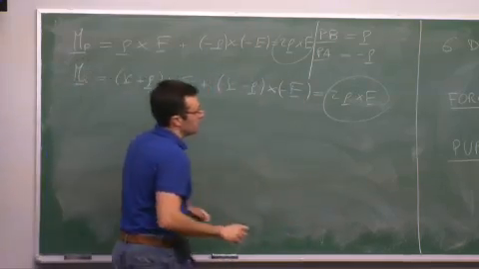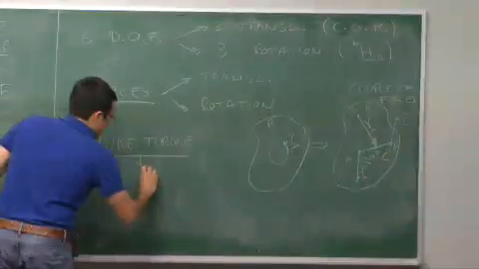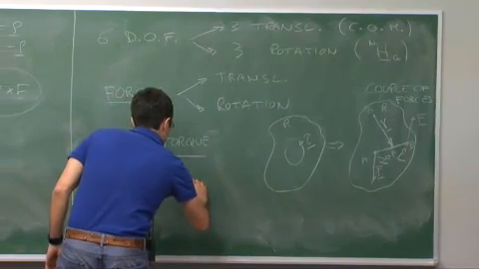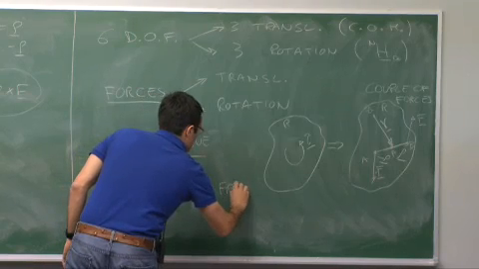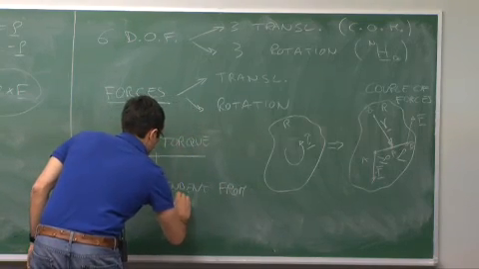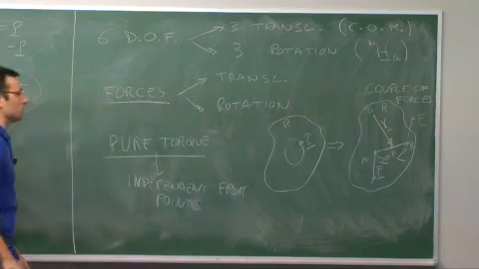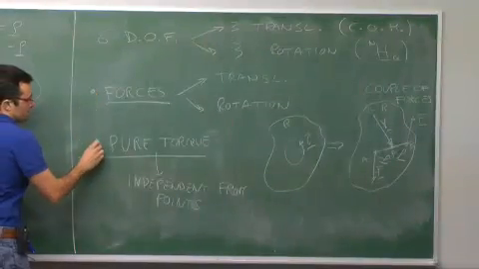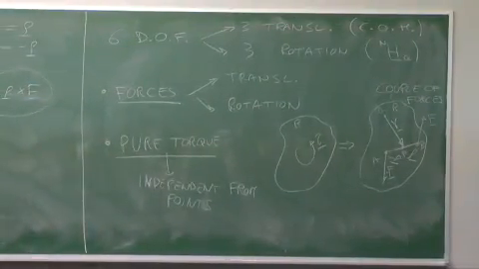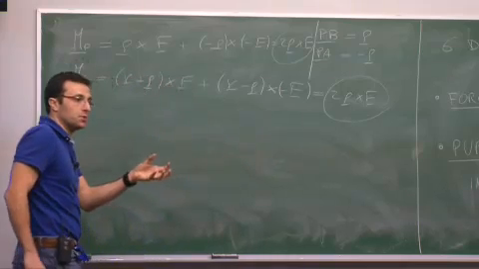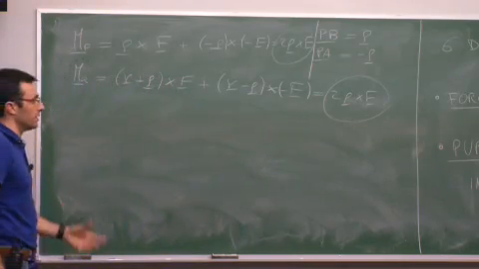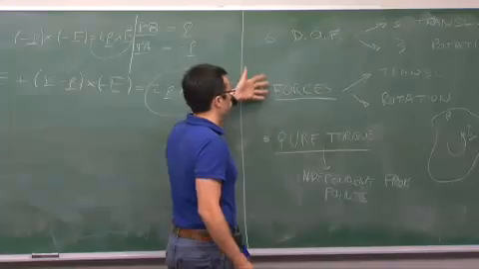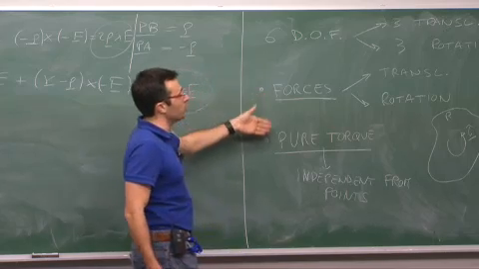So pure torque is independent from points. Okay? Make sense? It's when you grab an object and you twist it. It doesn't matter where you do it. That's my pure torque. So these are the actions that I model as things that can change the status of motion of my rigid body.